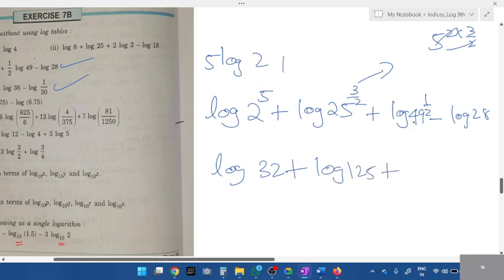Then 49. Try to give the direct answer for 49. 1 by 2 log. Angel, is it clear? Did you understand? Now see, everything has log, students. Make sure everything has log.